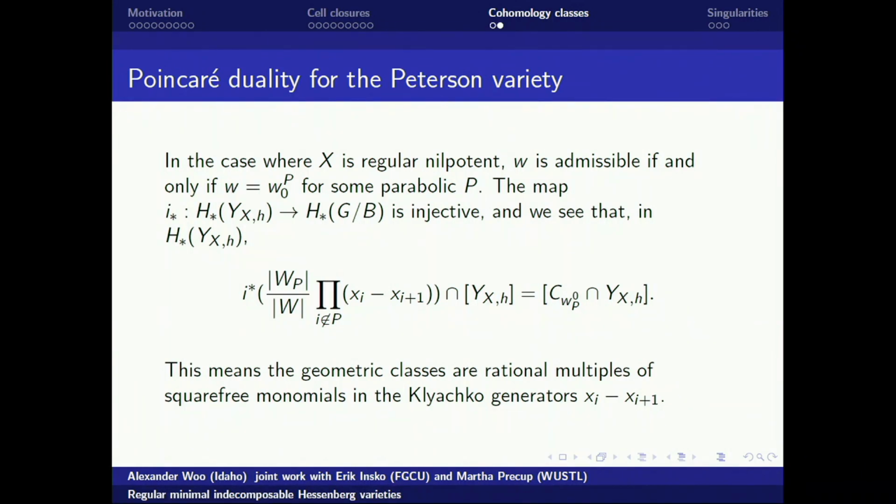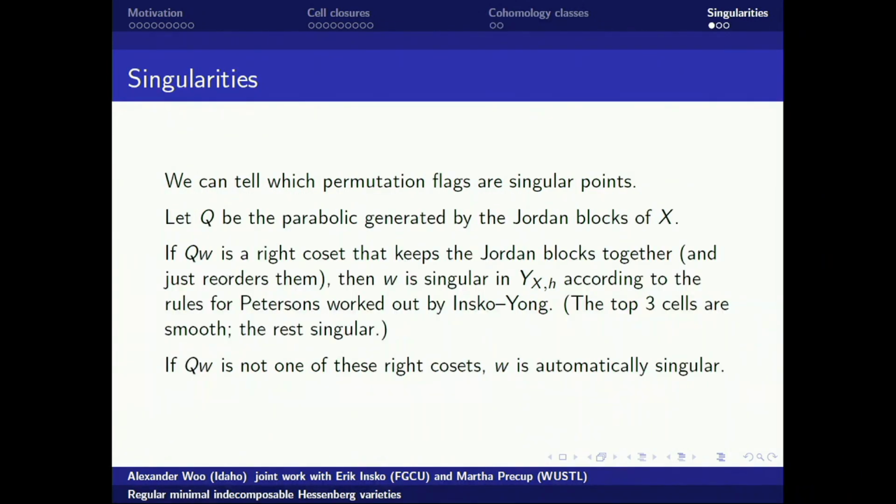Okay, I've got 9 minutes left. Let me tell you something about singularities. Here's what I can tell you. We know which permutation flags are singular points. This thing is bad enough that right in the Schubert world, there's this group action. If your permutation flag is a singular point, you use the group action to move everywhere else in the cell. You know that the whole thing is singular.